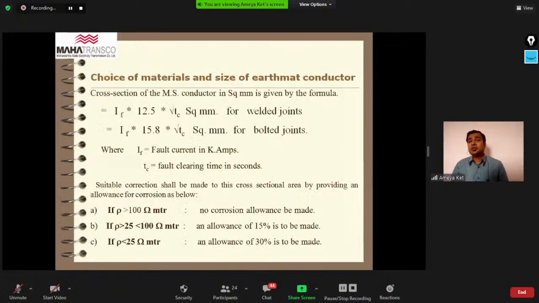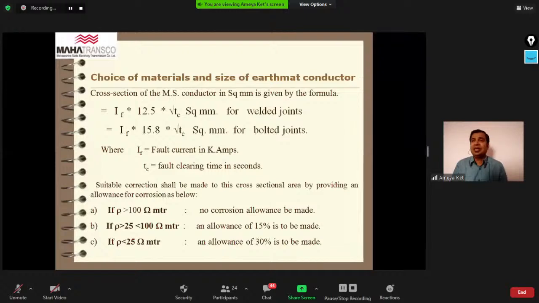Now coming to the next point, the choice of material and the size of the earth mat conductor. How do we identify what cross-section of material we must use for our substation? We are discussing a narrowly derived formula here. The cross-section of the MS conductor we currently use depends totally on two factors. The first factor is the fault current and the fault clearing time. You need to concentrate on this point: the fault current is very important while selecting a material, not the voltage level. For welded joints the coefficient is 12.5, and for bolted joints the coefficient is 15.8.